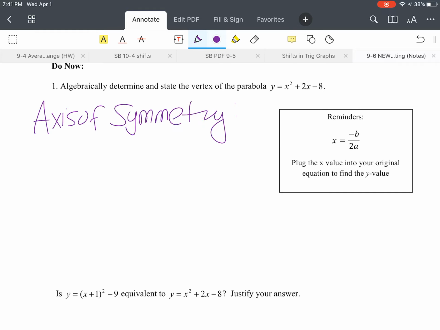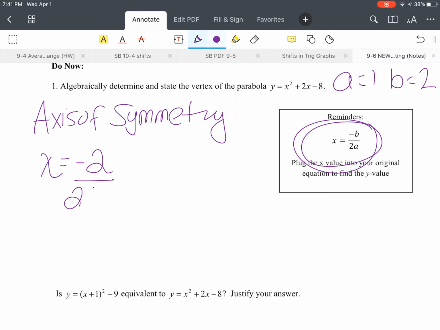Okay, so we need the formula, which is there on the right, x equals negative b over 2a. So let's see, a is 1 and b is 2. Remember, a is the number in front of the x squared, b is the number in front of the x. So x equals negative b, so negative 2 over 2 times 1. So that gives us x equals negative 1. So the axis of symmetry of this parabola is x equals negative 1.